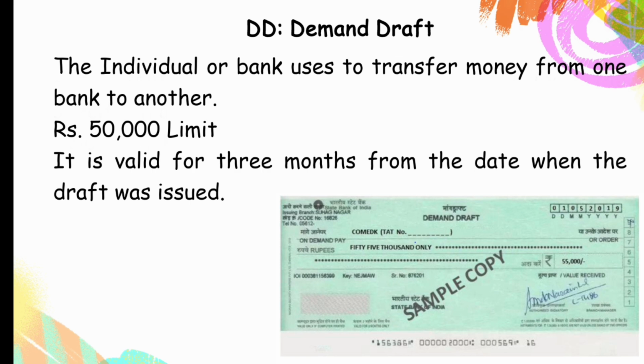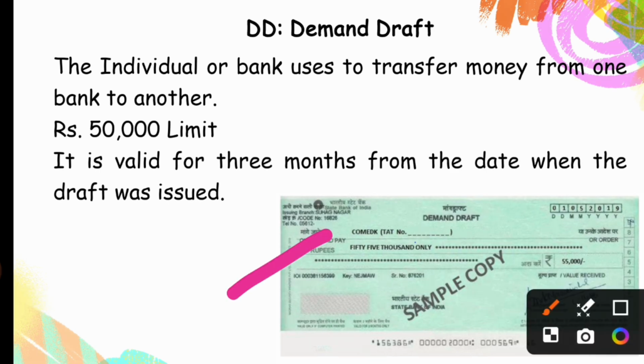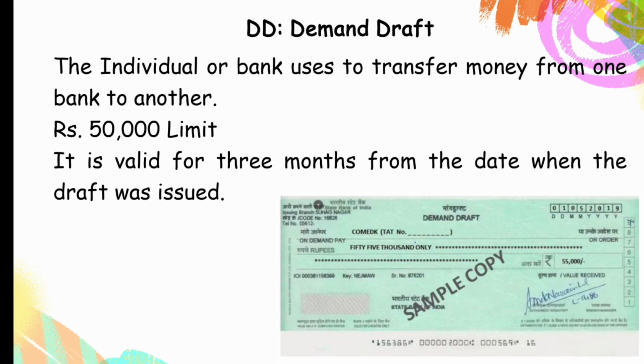DD is something called demand draft. If you want to transfer money from one bank to another or one account to another, you can use the DD format as well. This is how the DD form will look, and you can fill in the amount which you want to transfer, the date, and you can sign and mention the amount, and just give it to your branch to transfer the money as well.